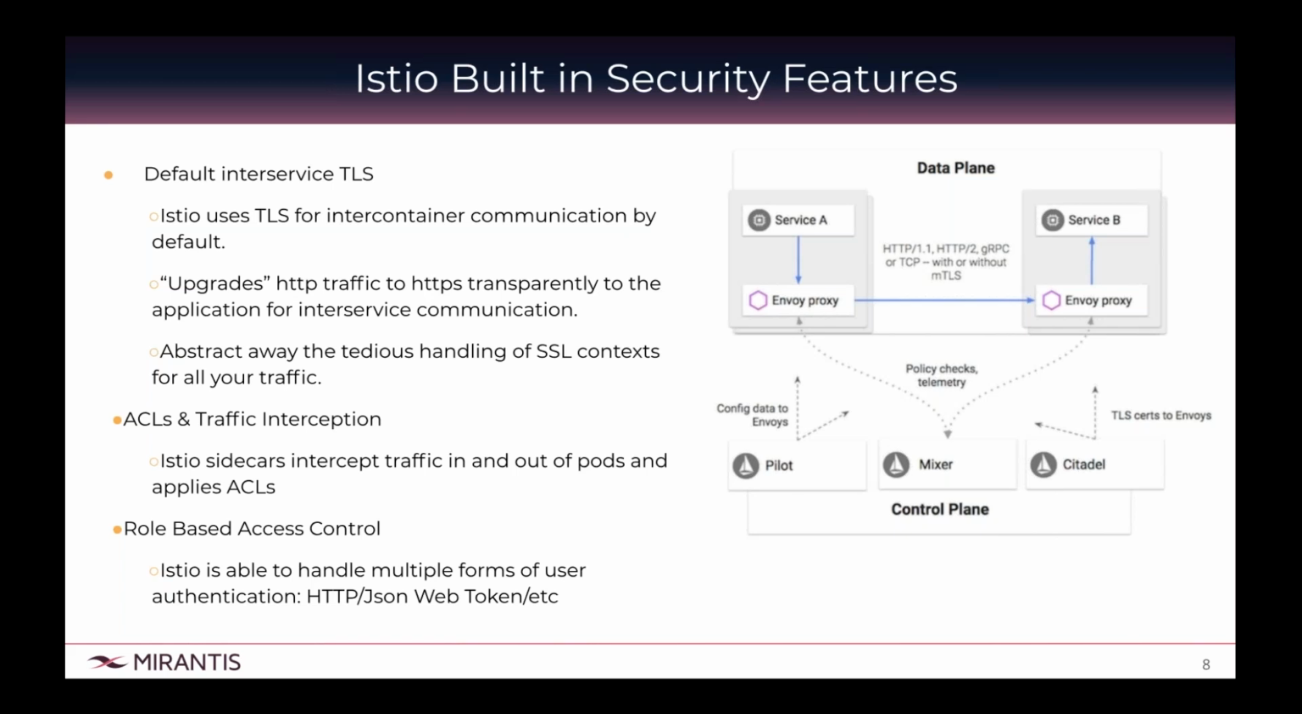Other built-in security features are going to be ACLs, basically typical things that happen on your layer 3 networking layer, where you have a network firewall or something like that. The extra proxy that you have in between your services enables you to do more layer 7 ACLs and traffic interception. It also has built-in role-based access control in Istio itself, so you can set up HTTP basic auth, with JSON web tokens. It has several supported role-based access control methods.